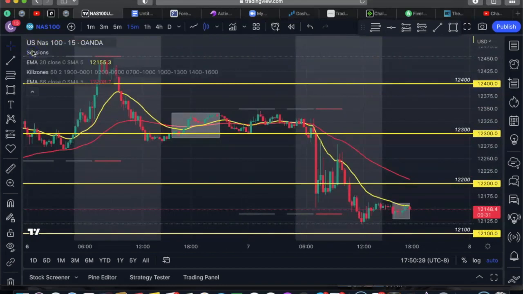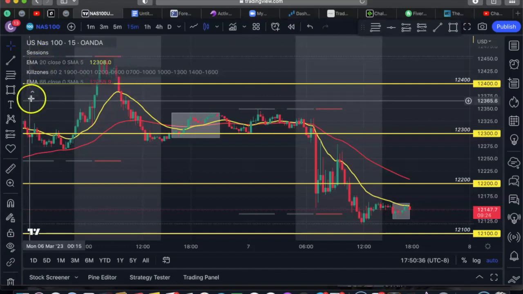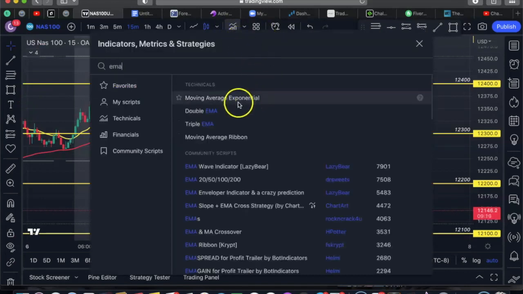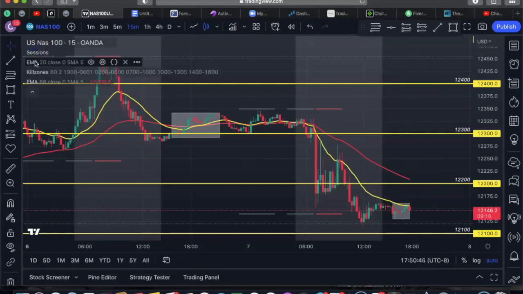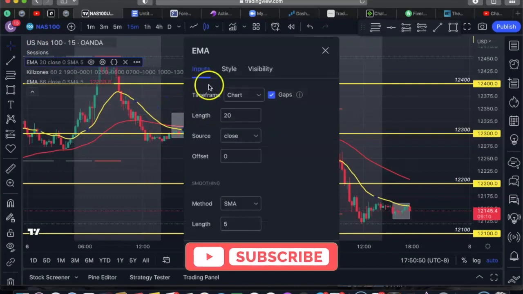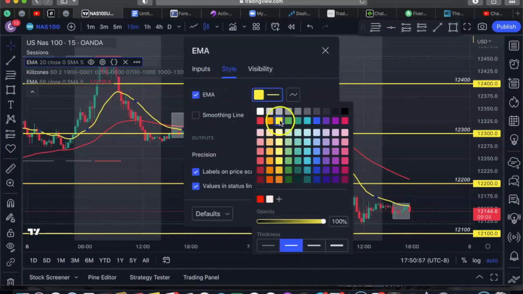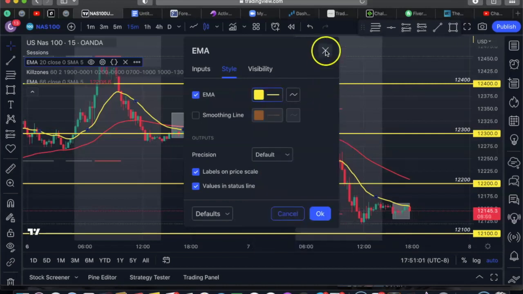Now the next two indicators are going to be the 20 EMA and the 66 EMA. My baby is the 20 EMA. So all you're going to do is go to indicators, type in EMA, and then click this 2 times. Now the first one is 20. You're going to go to the settings. Once you go to the settings, you're going to make the length 20. The style, I like to have it in a bright color so I can see. I have it in yellow, opacity all the way up, and the thickness on number 2.